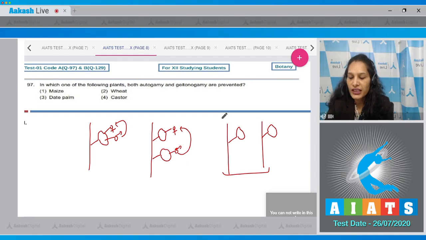So you have to find out the dioecious plant. And what is the dioecious plant in the given examples? It is the date palm. So the correct option for the given question is option number 3. Let's move to the next question.